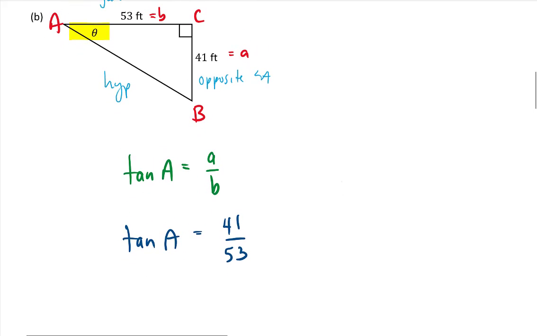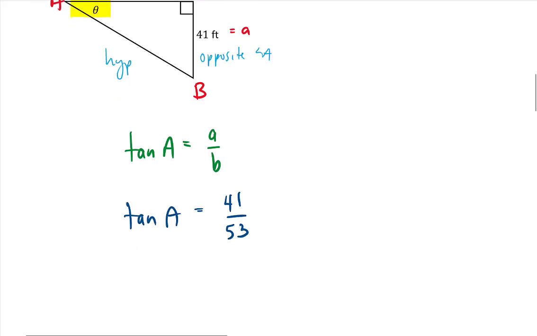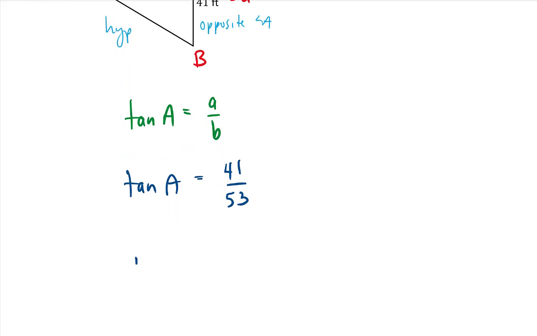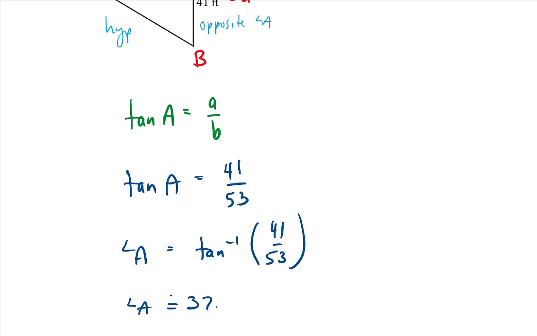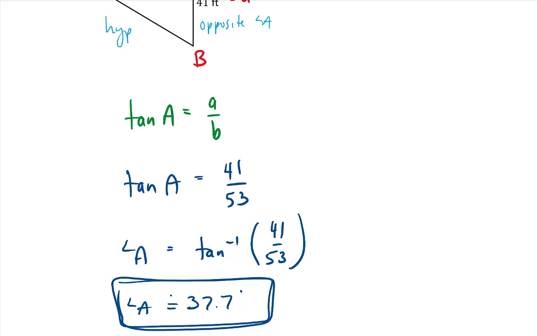Again, we need to undo that tan, or get rid of that tan that's attached to the A. To do that, we take the tan minus 1 of 41 over 53. Typing that into our calculator, we get that angle A is approximately equal to 37.77 degrees. And again, to get this fancy button, tan with a minus 1, you're going to have to hit your shift or your second button, and then your tan button will give you a tan with a little minus 1 attached to it.